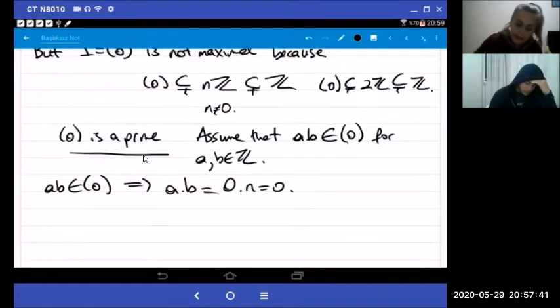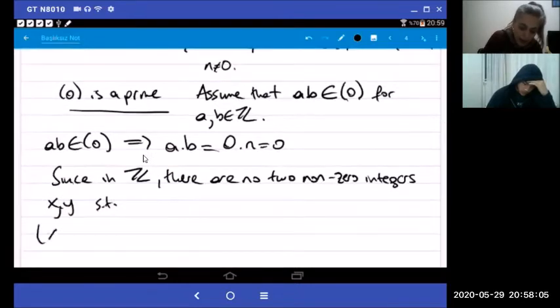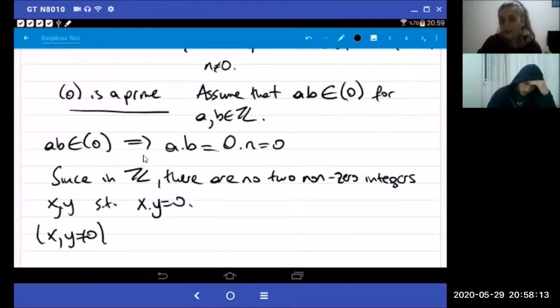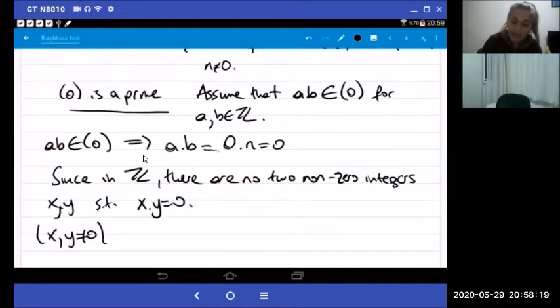So this means that in Z there are no two non-zero integers x and y such that x and y are different from 0 and x times y is equal to 0. And this is exactly what we call an integral domain, actually.